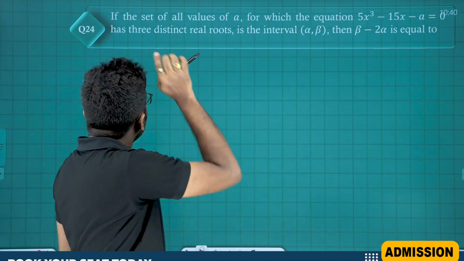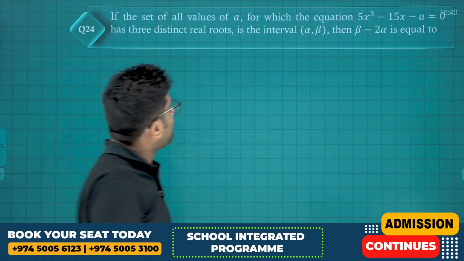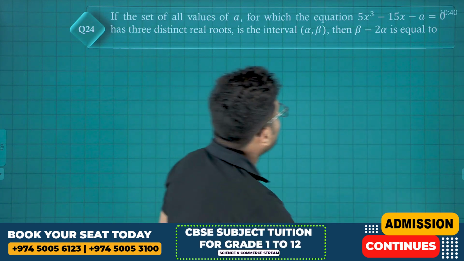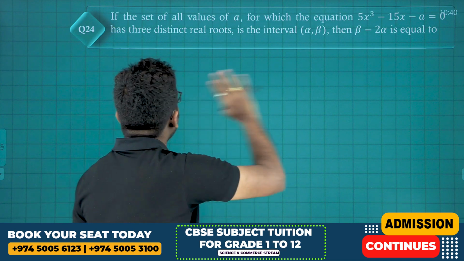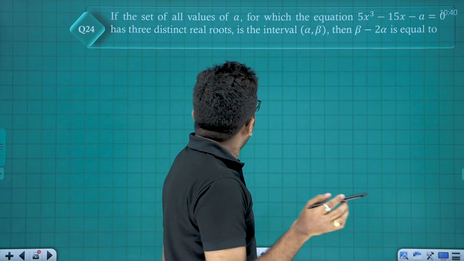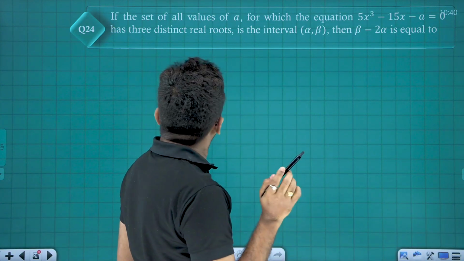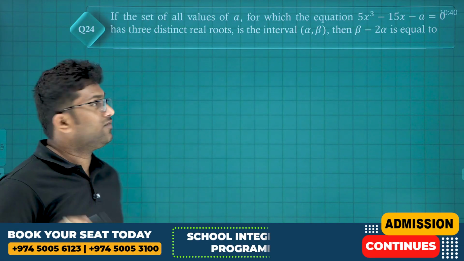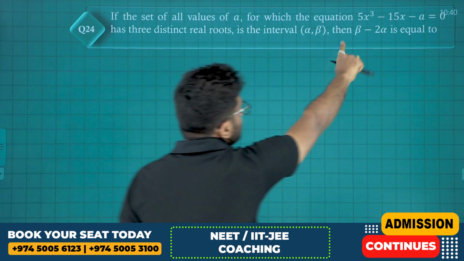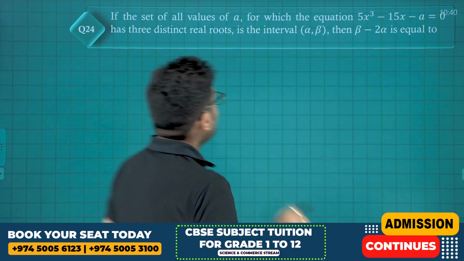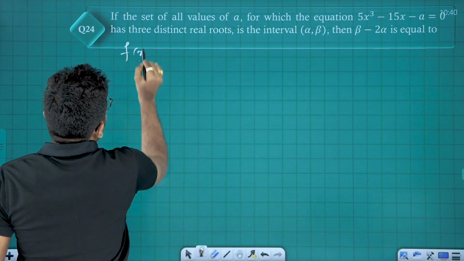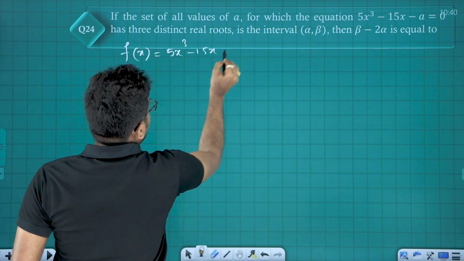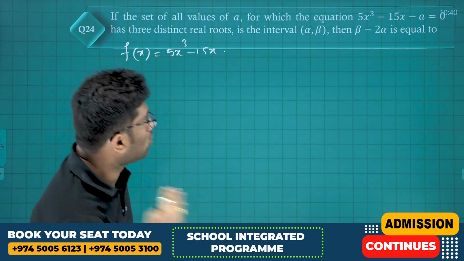Now next question: if the set of all values of a for which the equation 5x cube minus 15x minus a is equal to 0 has 3 distinct real roots in the interval alpha comma beta, then what is the value of beta minus 2 alpha? See friends, we have a function f of x is equal to 5x cube minus 15x. First, let's take one function as f of x is equal to just 5x cube minus 15x only. Leave it, don't take this a.